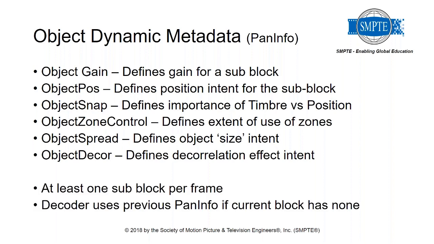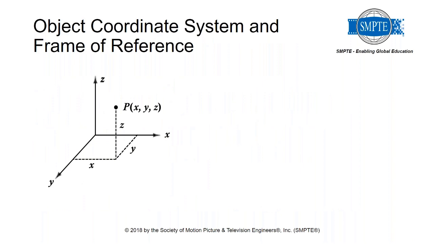And as mentioned, there's at least one sub-block per frame. Well, actually, I haven't mentioned that yet, but I mentioned there could be sub-blocks. There is always one sub-block per frame, and if there are no additional sub-blocks, then when it comes to rendering, the decoder uses the previous Pan info block if the current block has none. So that saves a little bit on data.